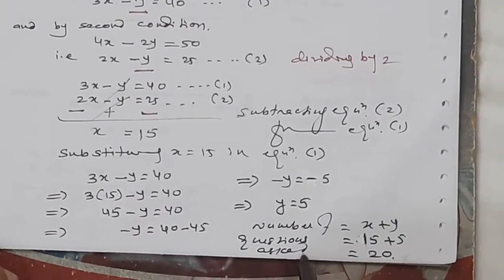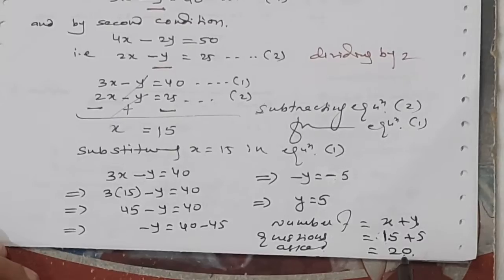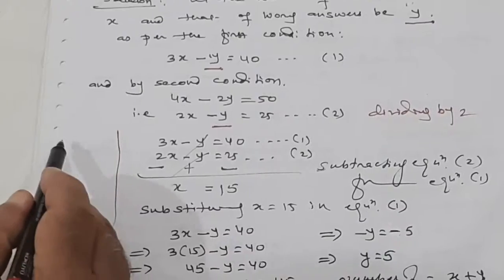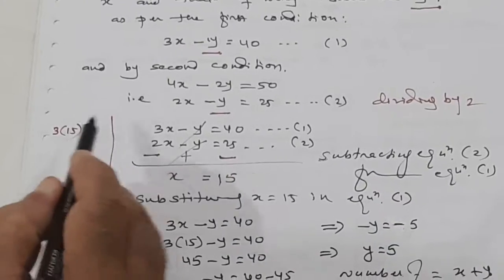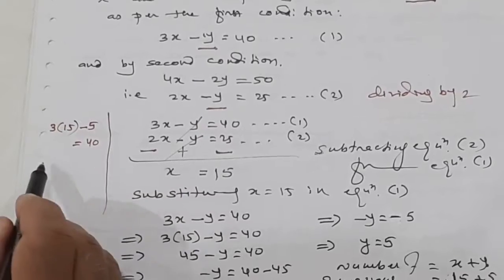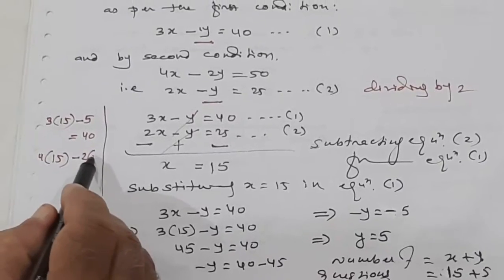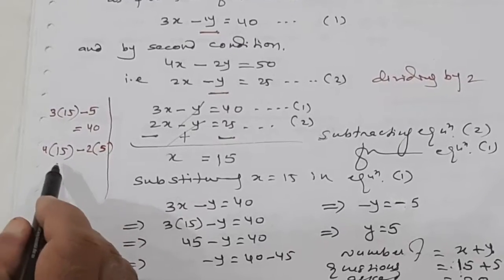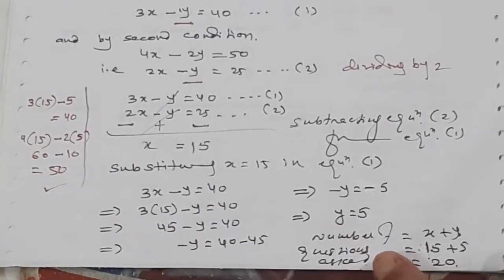Hence the number of questions in the test is equal to x plus y. That is 15 plus 5, 20. Now you can check: 3 for right answer in the first condition and minus 5. So it is equal to 45 minus 5, 40. 4 marks for right answer and losing 2 marks for wrong answer. So 2 into 5, wrong answers are 5. So 60 minus 10 is equal to 50. Means our answer is correct.